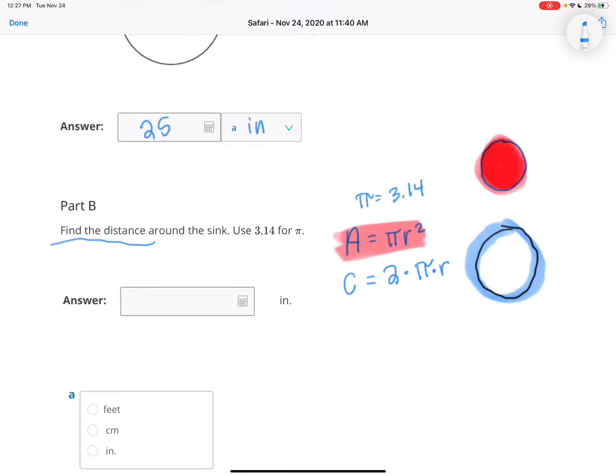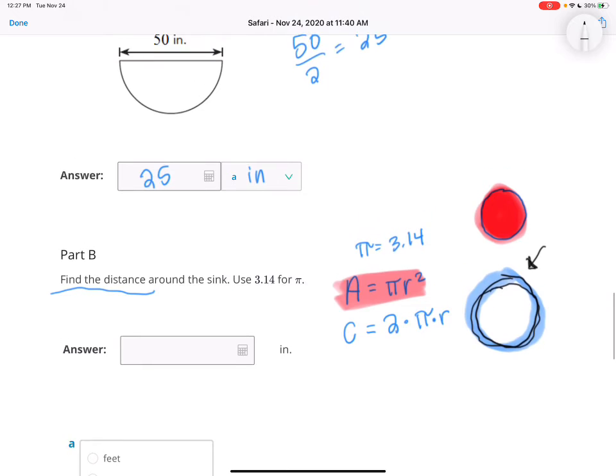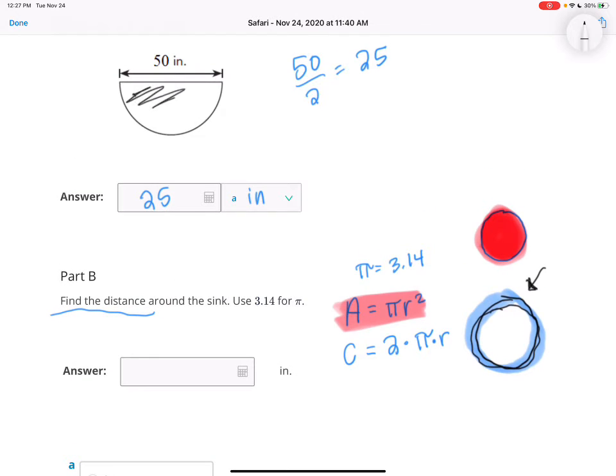All right, guys, if you guessed that we need to use the circumference formula, you are absolutely correct. Why? Because circumference is the distance around the circle. If they would have said we need to find something that covers the sink, then we would have to use area, okay?